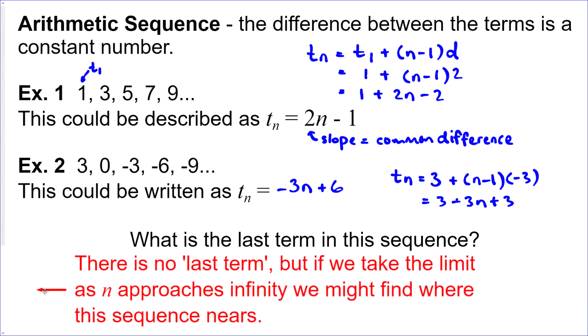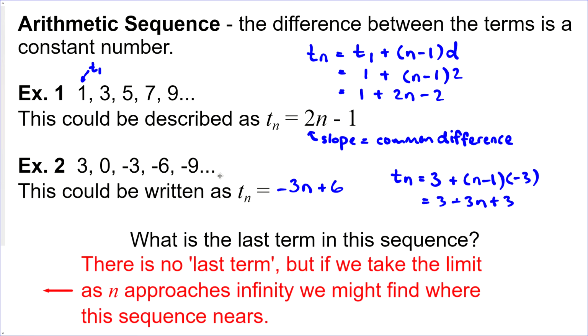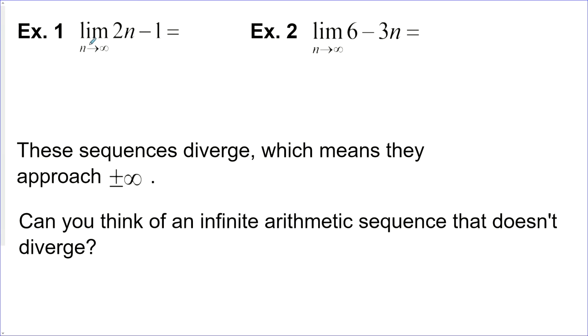Now what is the last term in this sequence? Well, there is no last term because these 3 dots say that it goes on forever. But if we take the limit as n approaches infinity, this n right here, we might find where this sequence gets closer and closer to. Our first example here, let's try it. The limit as n approaches infinity of 2n minus 1. Now if we put infinity in here, we've got 2 times infinity, which is still infinity, and infinity minus 1 is still infinity, which means that this limit does not exist.